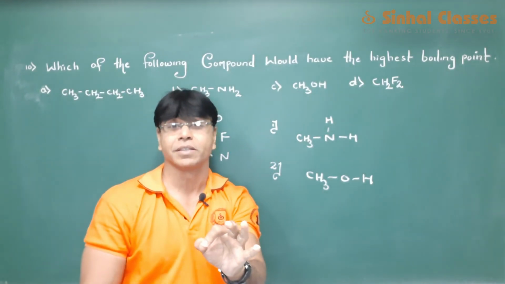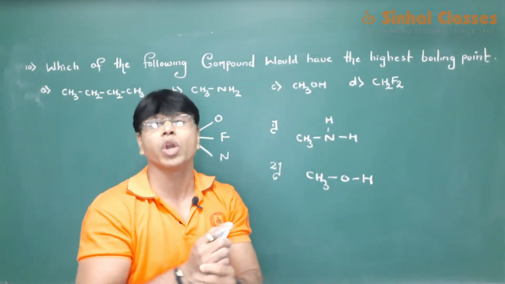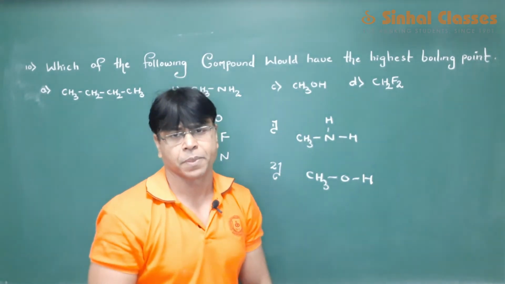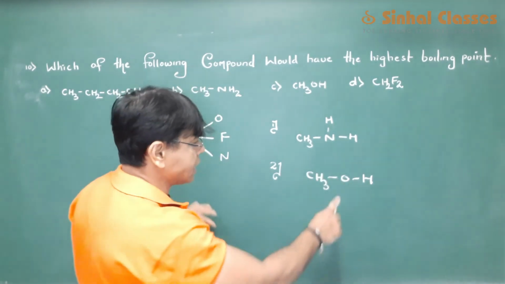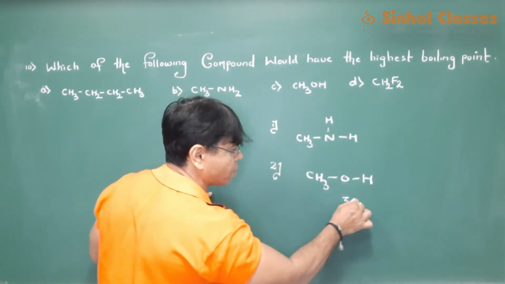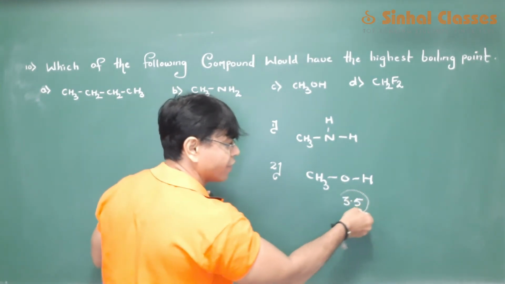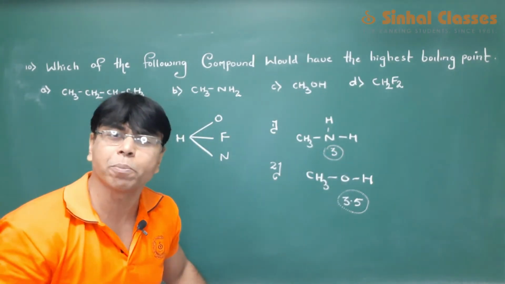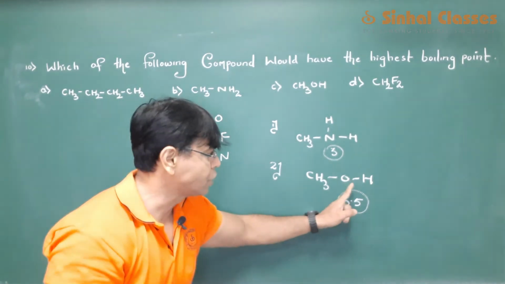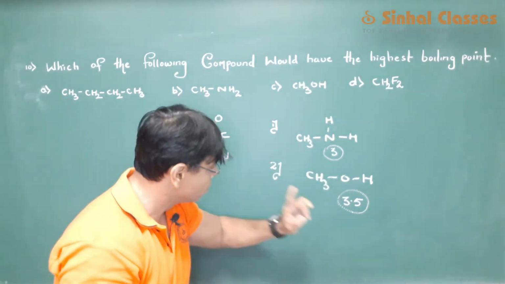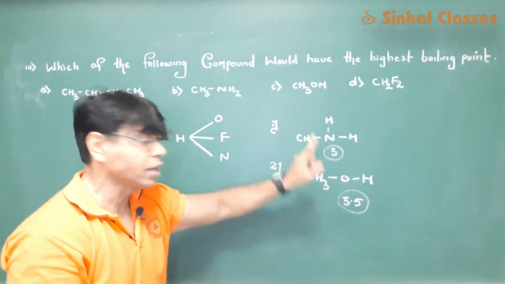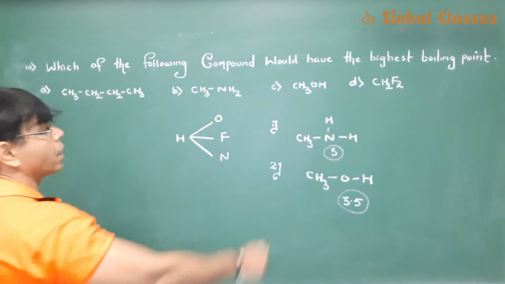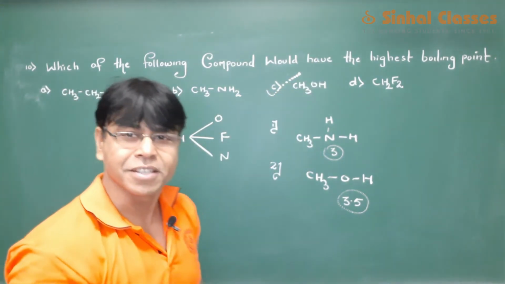Now that depends on the polarity, or in very simple language, it depends on the electronegativity. If you see very carefully, the electronegativity of oxygen on the Pauling scale is 3.5 and that of nitrogen is 3. The one which is more polar is oxygen. So the hydrogen bonding of alcohol will be stronger compared to that of amine. So your answer for this question will be methyl alcohol, that is C.